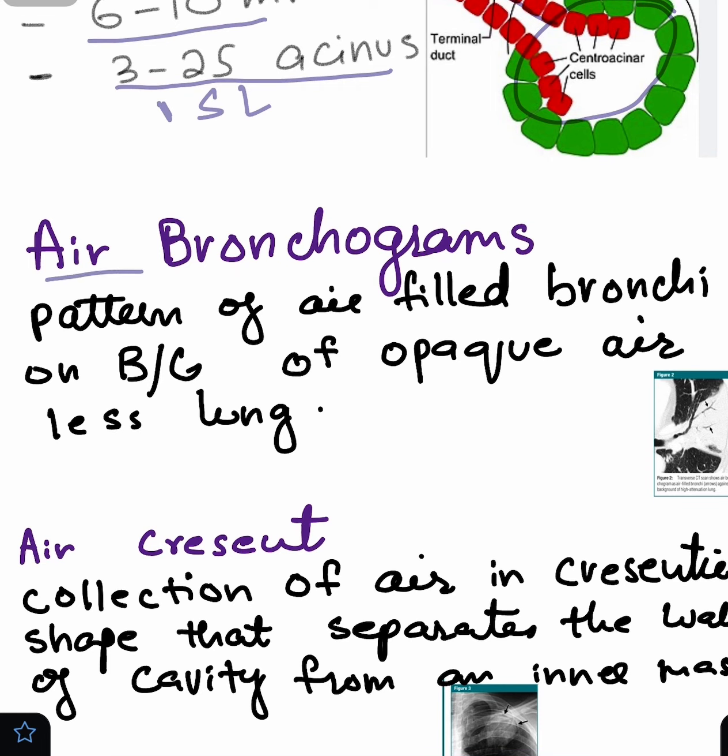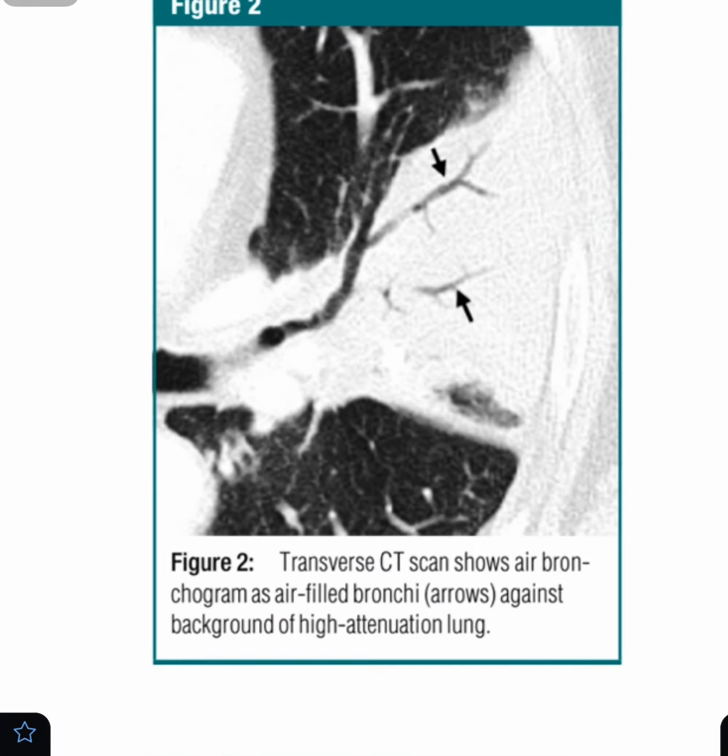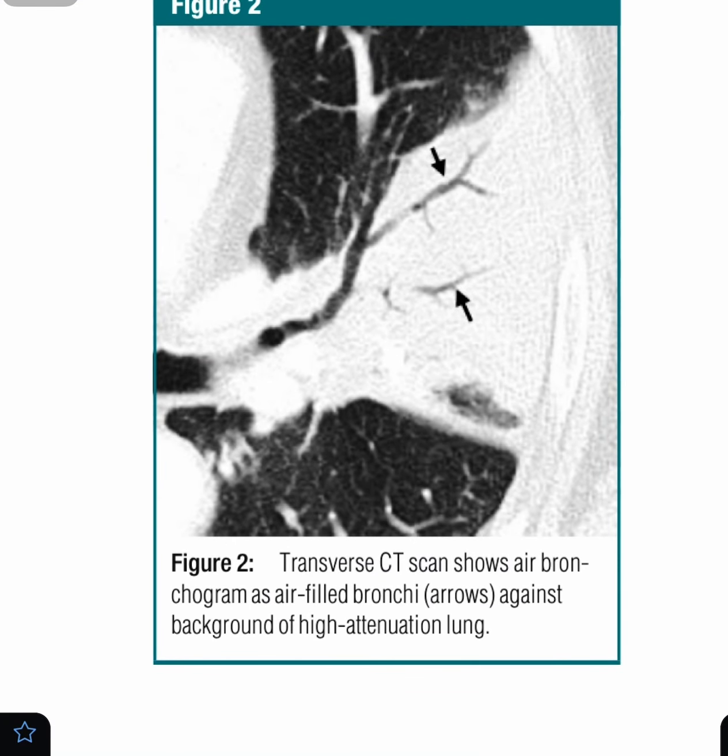Second one is air bronchogram. Air bronchogram is a pattern of air-filled bronchi, low attenuation on a background of opaque, airless lung basically. As you can see in this figure, there are air bronchograms as air-filled bronchi.